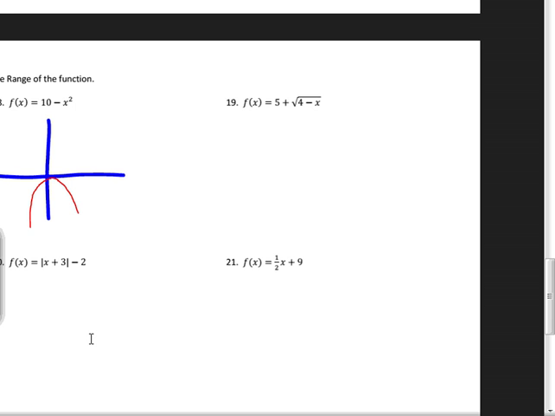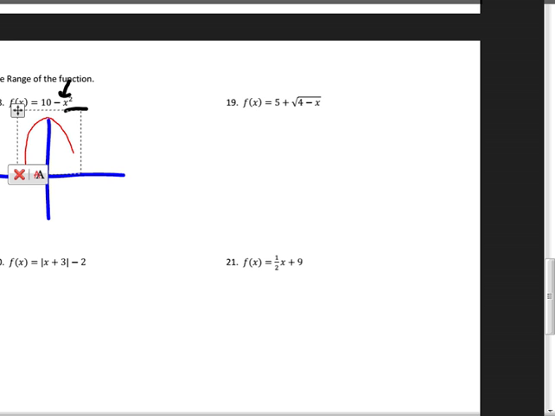All right, look at number 18 on the homework. It's about range. I have already taken my parabola that's from the x squared, and I flipped it upside down, and now I got to do that 10. Is that 10 positive or negative? 10 is positive, so I'm going to move it up 10. There we go. Generally, that's what my shape looks like.